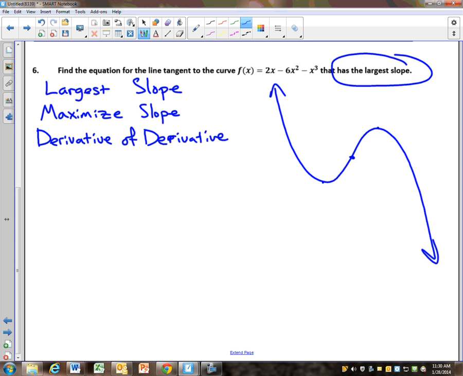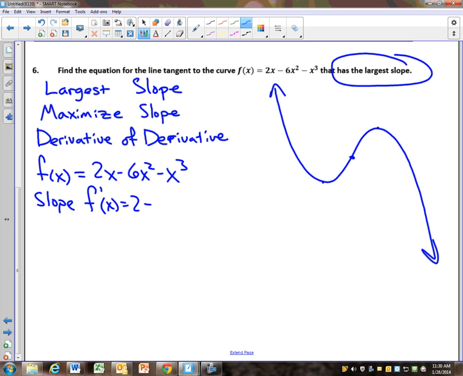And you notice the point of inflection, we find that by setting the second derivative equal to 0. See how it all connects together? So, we have f of x, and it's really important, everybody, that you keep track of these: 2x minus 6x squared minus x to the third. The slope is going to be f prime of x equals 2 minus 12x minus 3x squared.